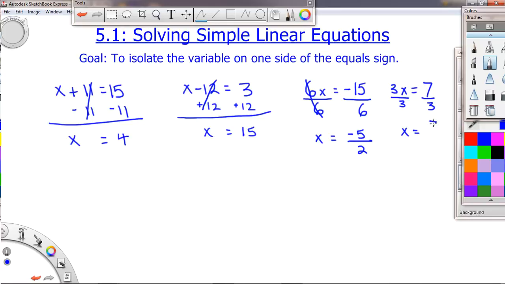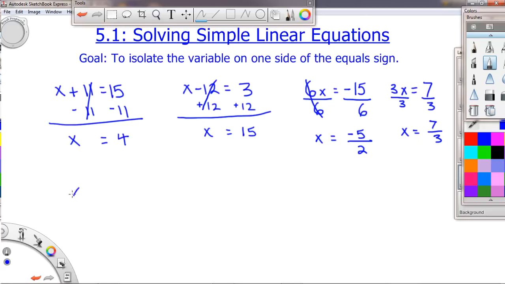So I'm just going to leave my answer as x is equal to 7 over 3. I don't even want you to make a mixed number out of that. I just want you to write it as it is, as an improper fraction, and leave it be. Okay, we'll do one more. Actually, we'll do two more fractions.